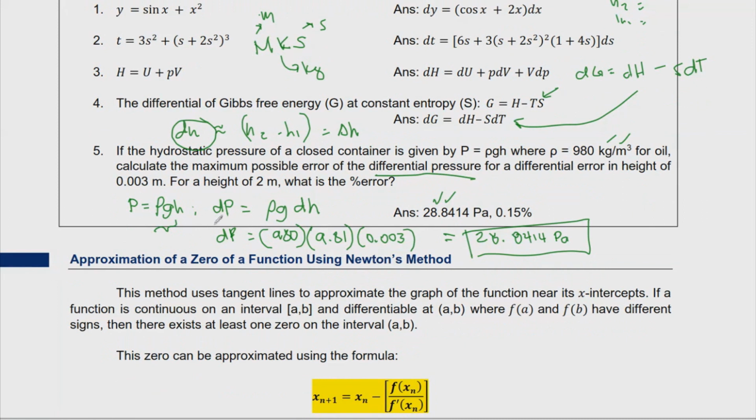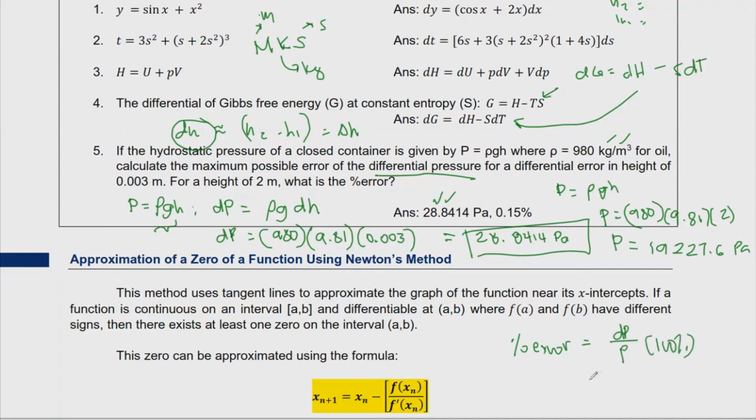It says here that for a height of 2 meters, what is the percent error? So what we have to do here is find the pressure when the height is 2 meters. So let's find P. P is equal to rho g h, and if h is equal to 2, then P is equal to 980 times 9.81 times 2. This gives us the value of pressure, which is 19,227.6 pascals. And to obtain the percent error, we write the percent error is equal to dP over P times 100%. That's it for the percent error.